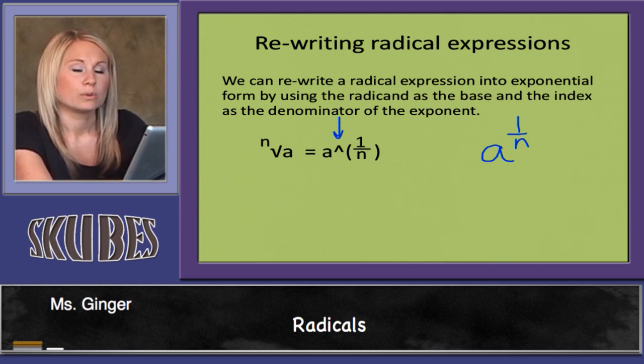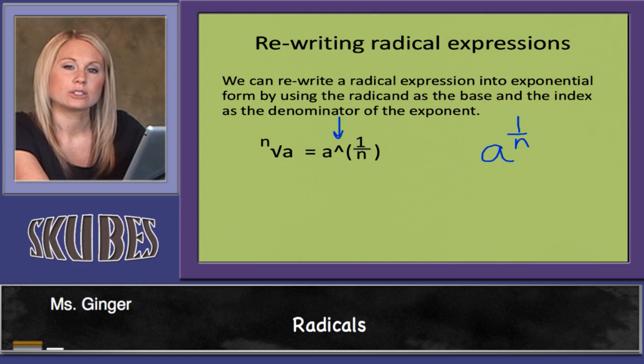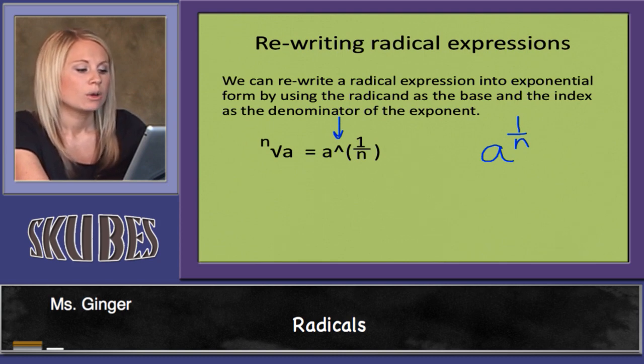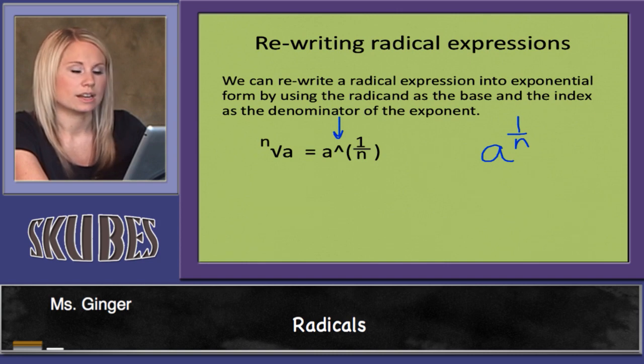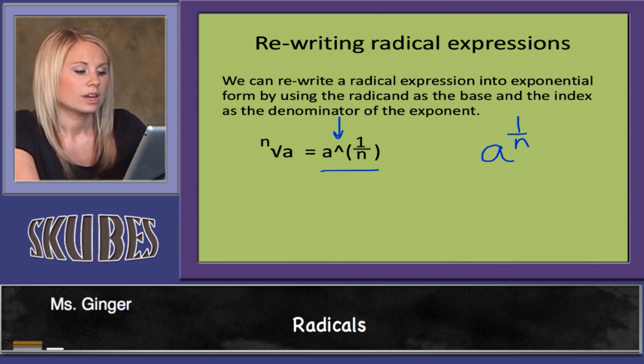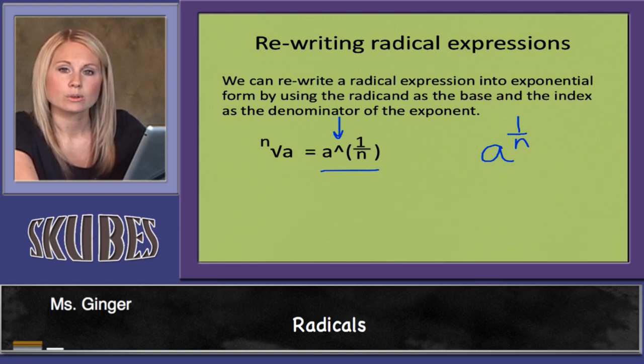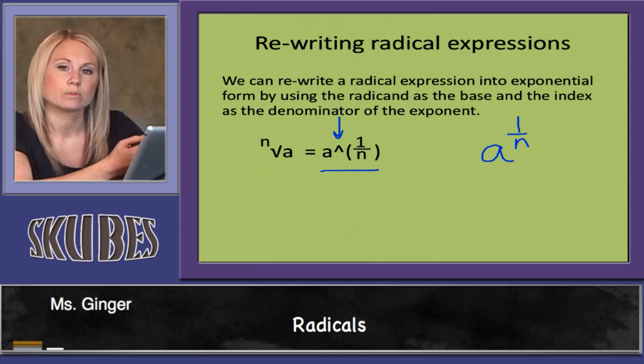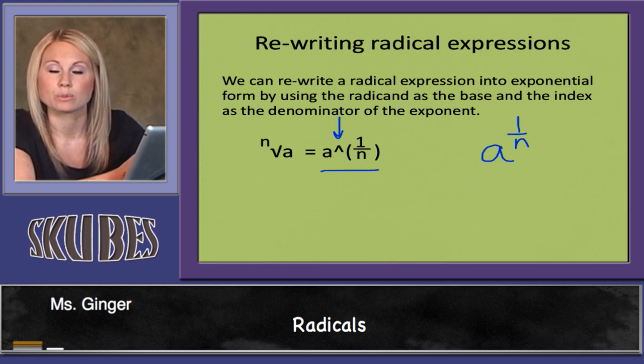When you're trying to rewrite a radical expression into exponential form, what you're going to do is take the index that we just looked at and put it as the denominator of the fraction power. And that is seen here. This little symbol in between a and 1 over n is the power notation. It's the power symbol, and if you're using a calculator, you can type in that button and it will begin to raise to a power whatever you press next.